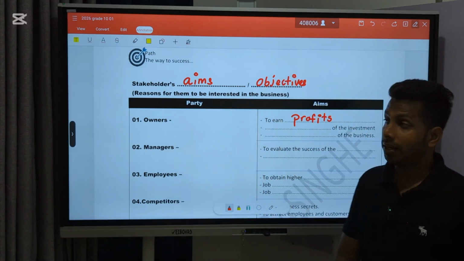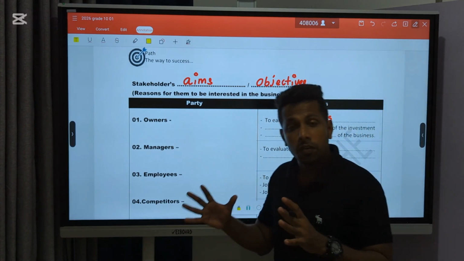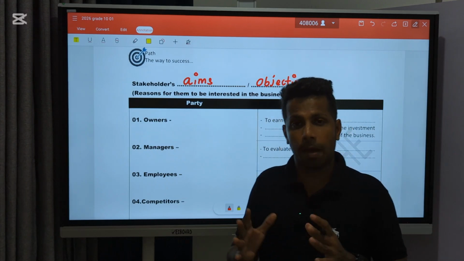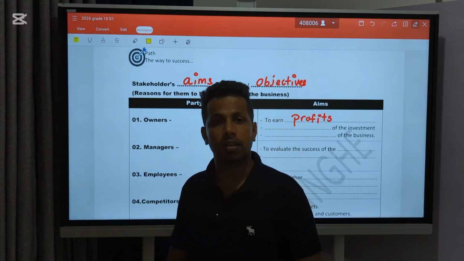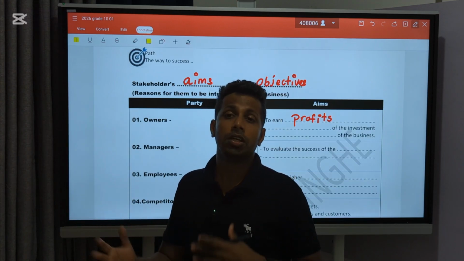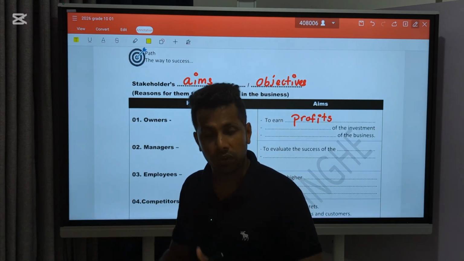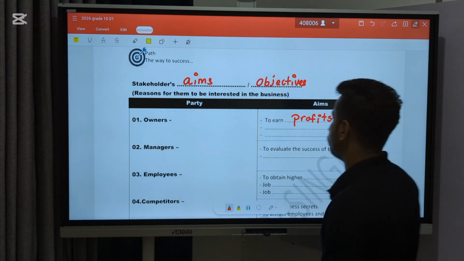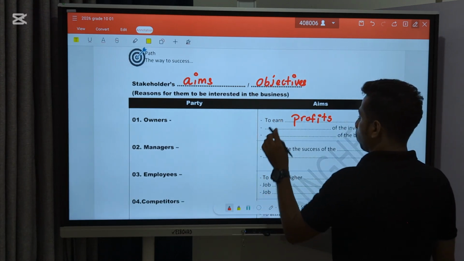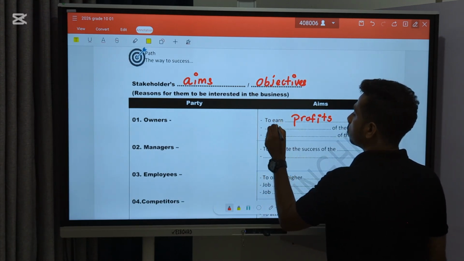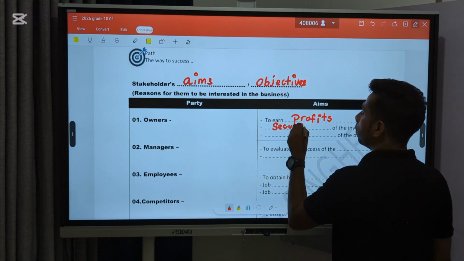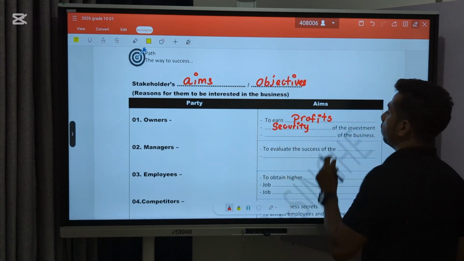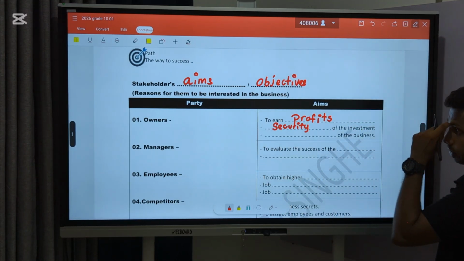Profits. Then, you know, owners invest in the business, they invest capital in the business. In return, they have an interest in the business, dear children, to secure their invested funds. So they seek security of investments. So what you have to write down here is security of investment.